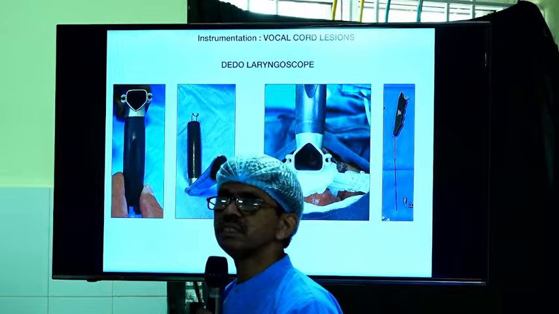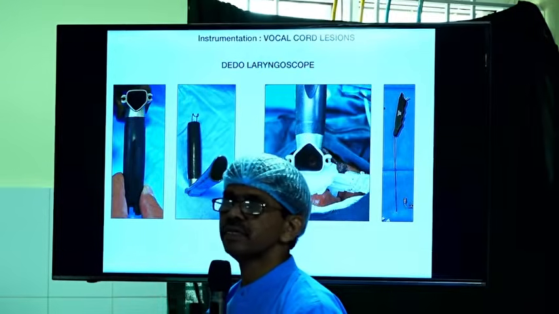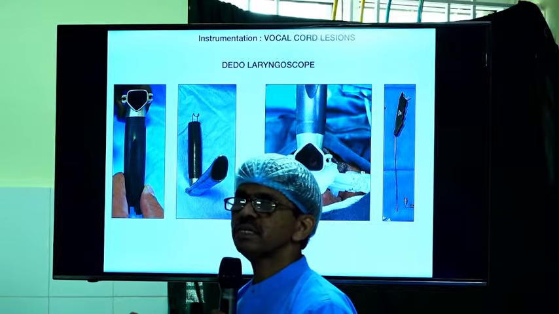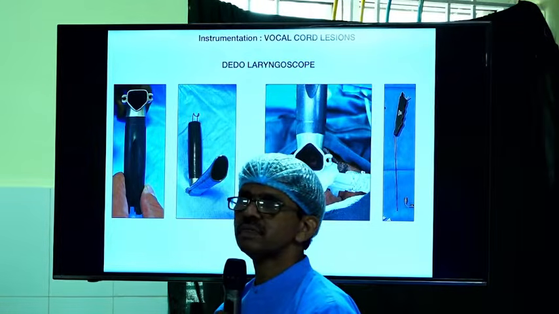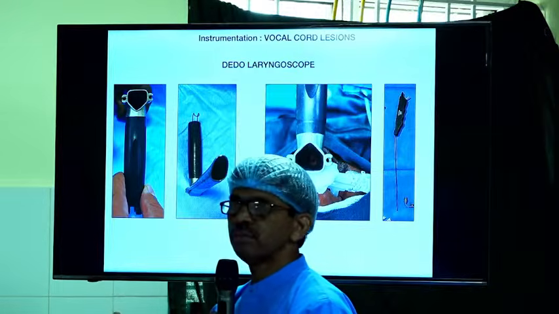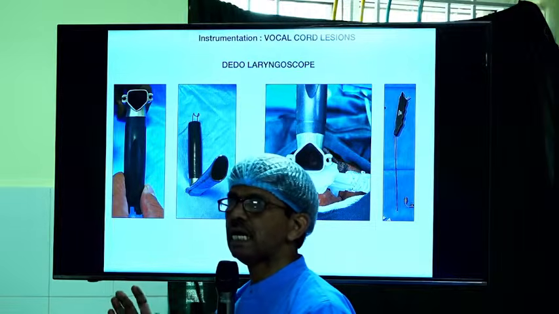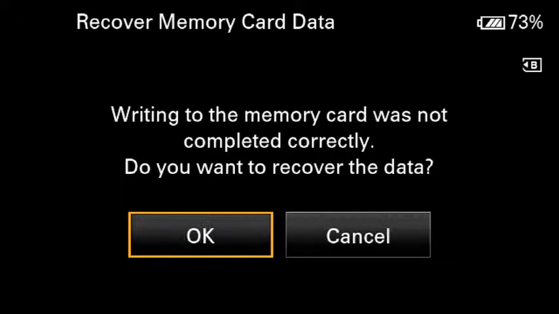Laryngoscope. For any transoral microlaryngeal laser surgery, laryngeal exposure is very, very important. Without proper laryngeal exposure, you cannot do the transoral microlaryngeal surgery precisely. So ideally, a wide bore laryngoscope, the DIDO laryngoscope, which is available in the market, is an ideal scope and is very important for laryngeal exposure.